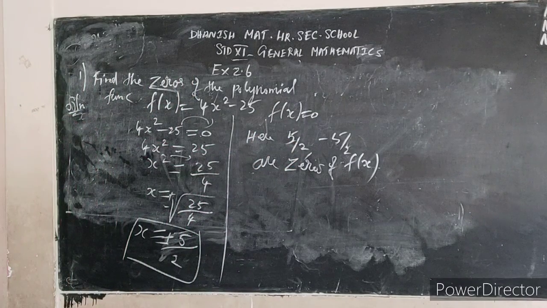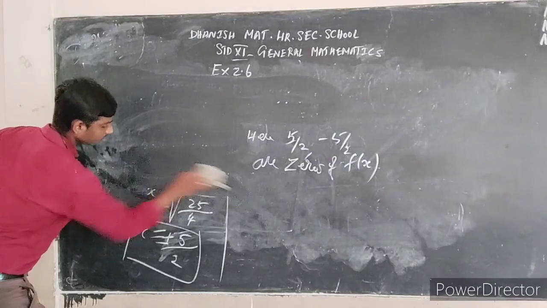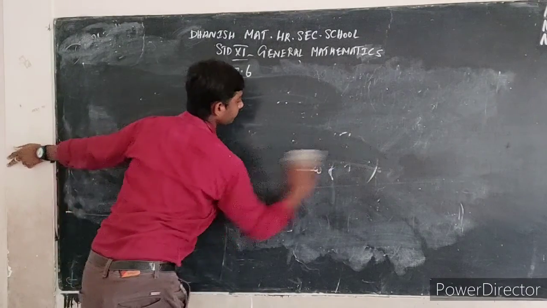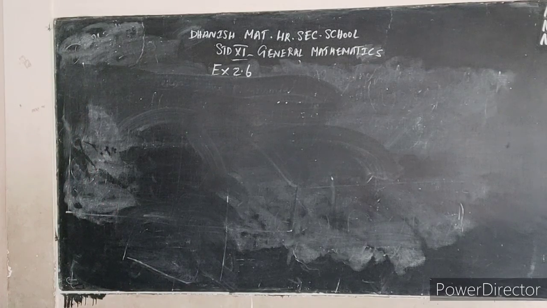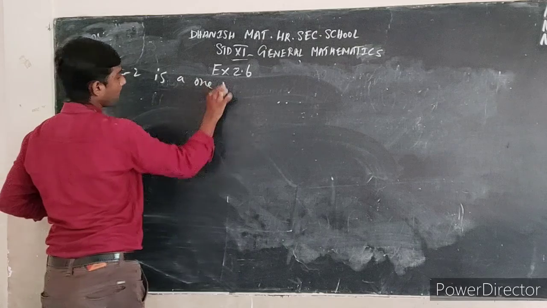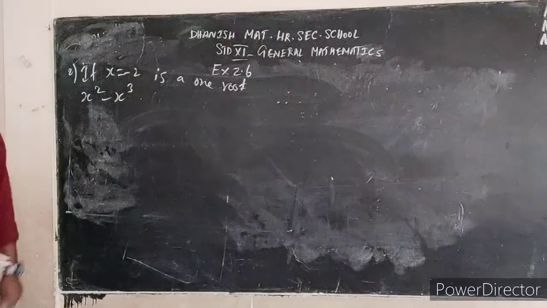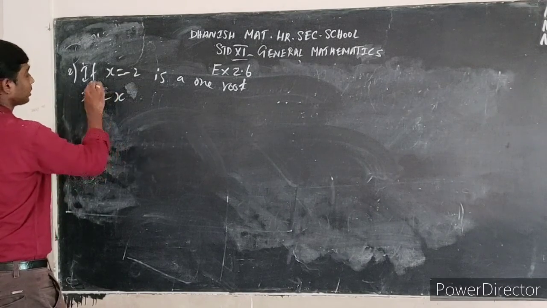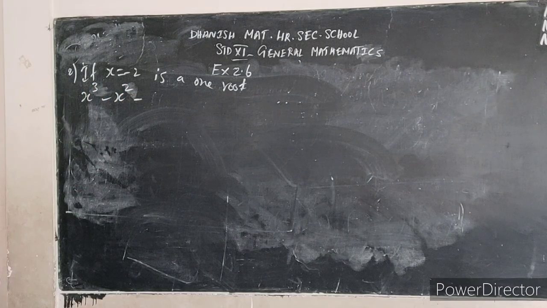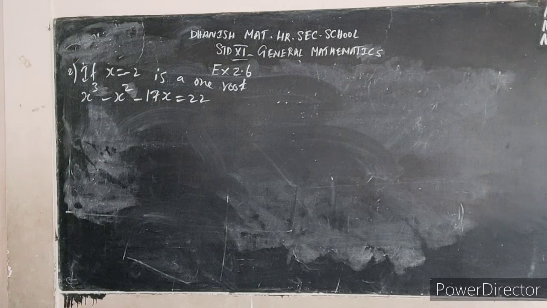Yes. So let's see the second question. So what is the question given? Let's read the second question. If x is equal to minus 2 is one root of x cube minus x square minus 17x equal to 22, then find the other root of the equation.